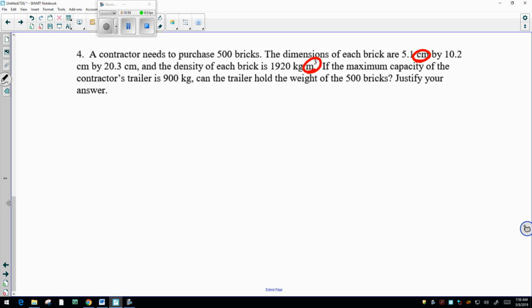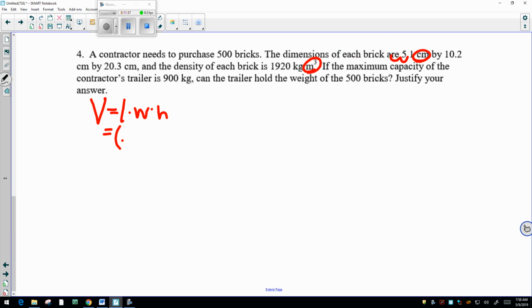Okay. We have to figure out if the maximum capacity of the trailer is 900 kilograms, can the trailer hold the weight of 500 bricks? So first thing I would recommend is let's get all of our brick measurements in meters. To turn centimeters to meters, we're going to take your decimal point and move it 2 places to the left. So this is going to go 1, 2. I'm going to write this all down at the same time, length times width times height because it's a rectangular prism.